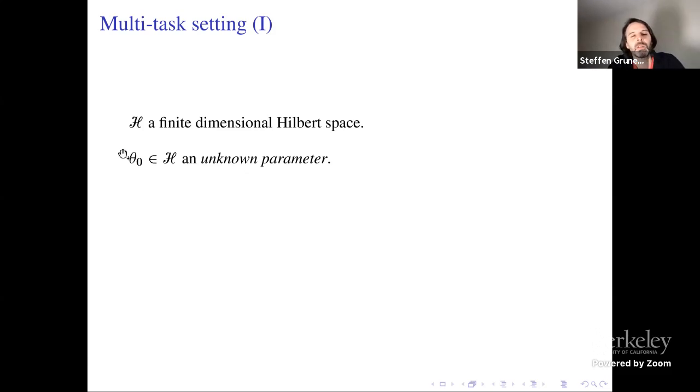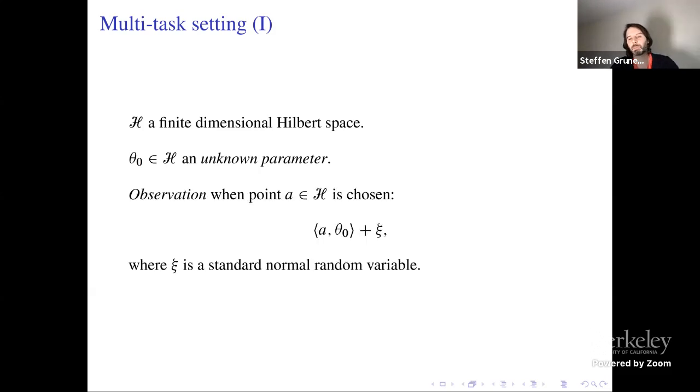Generally, I have some parameter theta_0 in this high dimensional space, which is unknown, which I essentially try to infer from data. I have a simple observation model. I might sample a point A in H and get an observation which corresponds to the usual inner product between A and theta_0, so the mean of the distribution, and some noise term, which for simplicity I'll assume here is a standard normal random variable, but anything that is zero mean and has reasonably nice properties would do. So pretty much a standard least squares setting, nothing particularly fancy here.